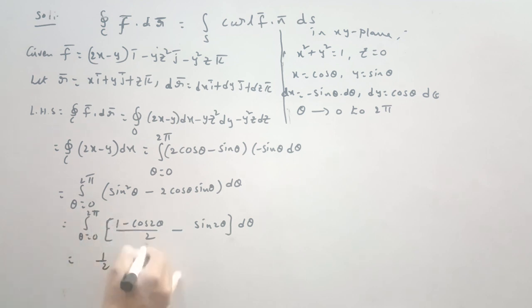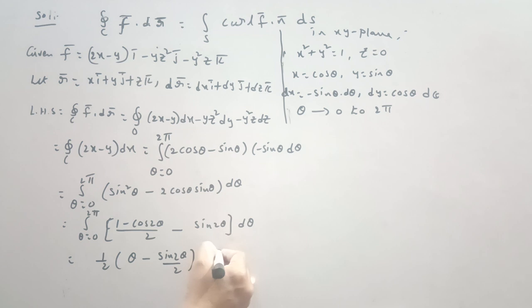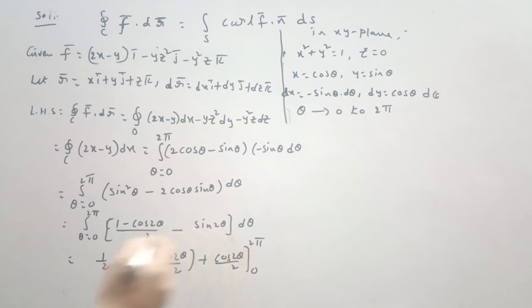Integration of 1 is theta, minus cos 2 theta, integration of sin 2 theta is minus cos 2 theta by 2, so minus of minus becomes plus cos 2 theta by 2. Limits are 0 to 2 pi. If I substitute the upper limit 2 pi, what do I get here?